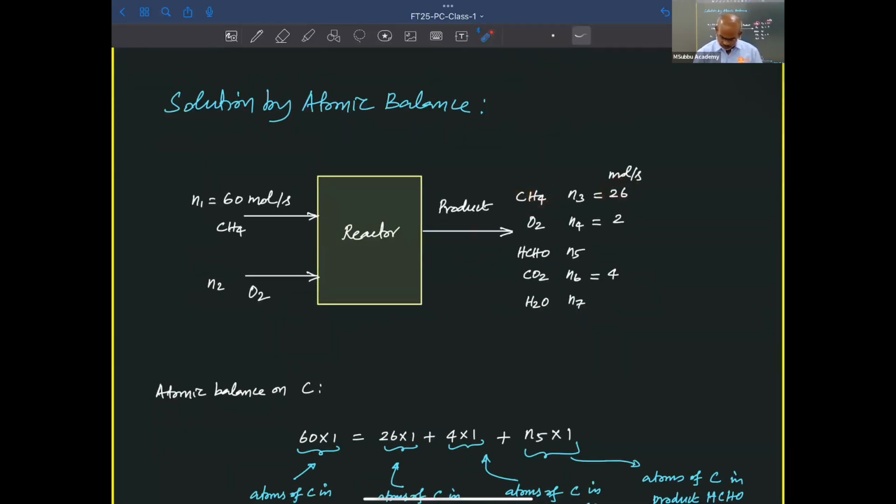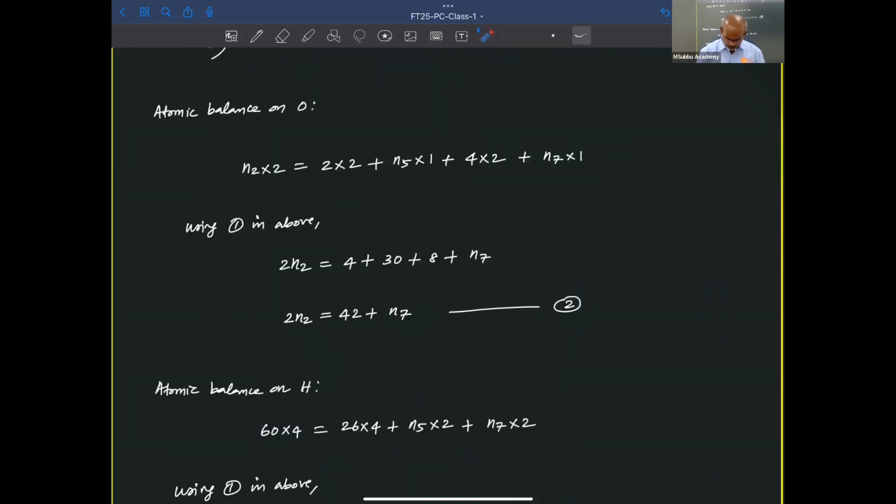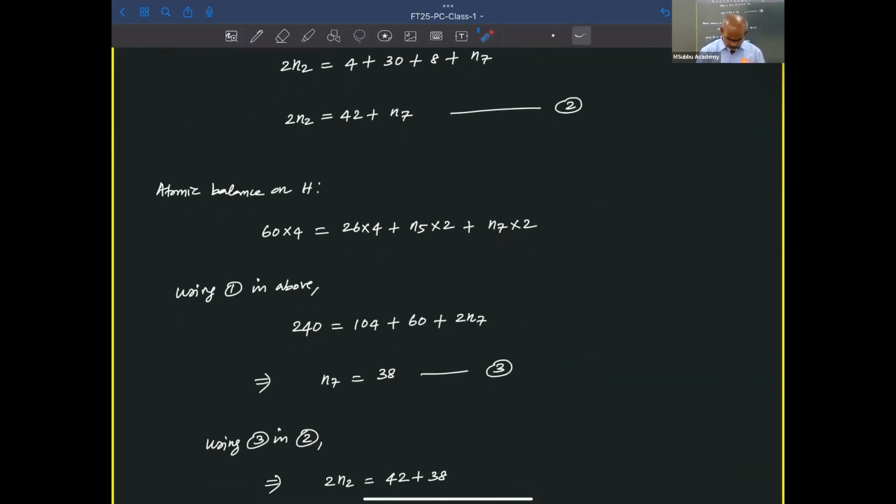Here it is N5 times 2, and this is N7 times 2. So by that way, you have to write N5 into 2, N7 into 2. So here directly you are getting this N7 solved. So using this N7, now you can get N2. That's what is the left out.